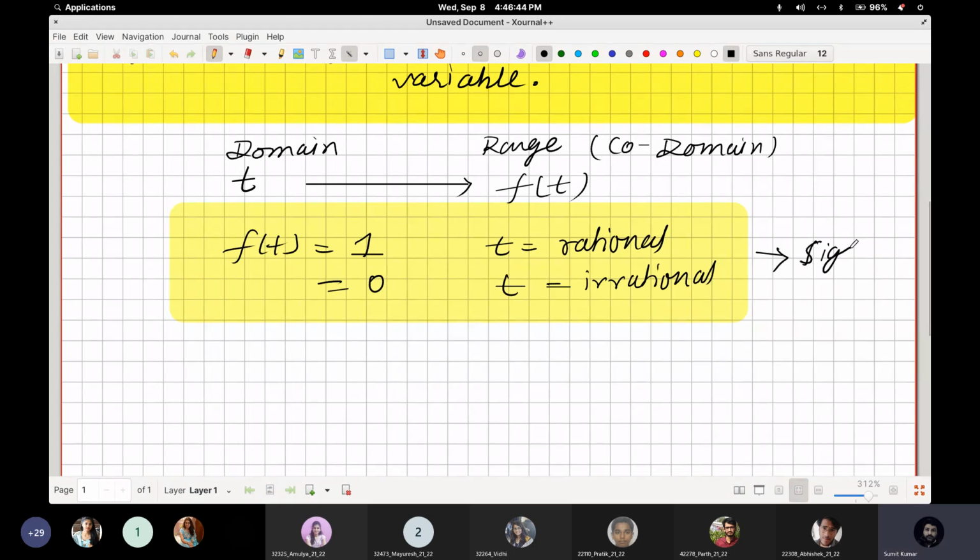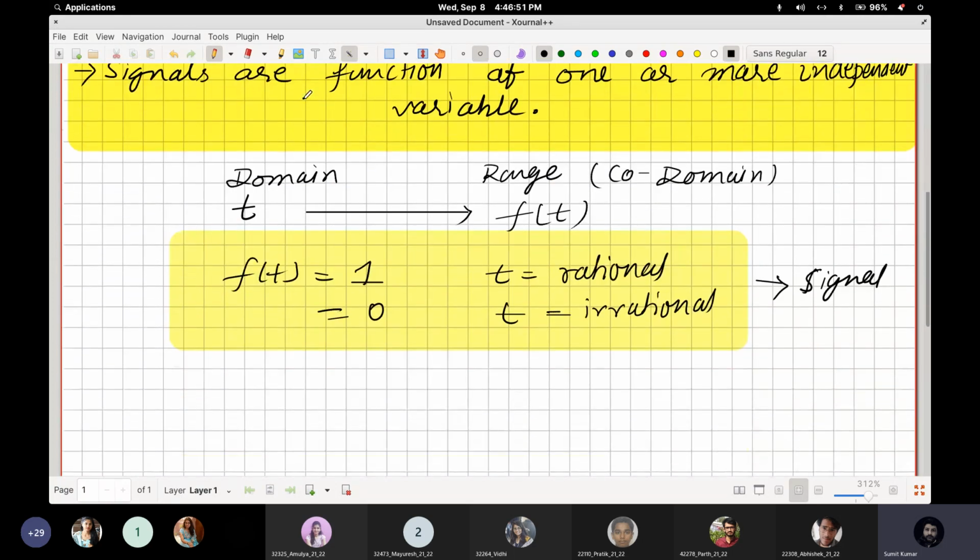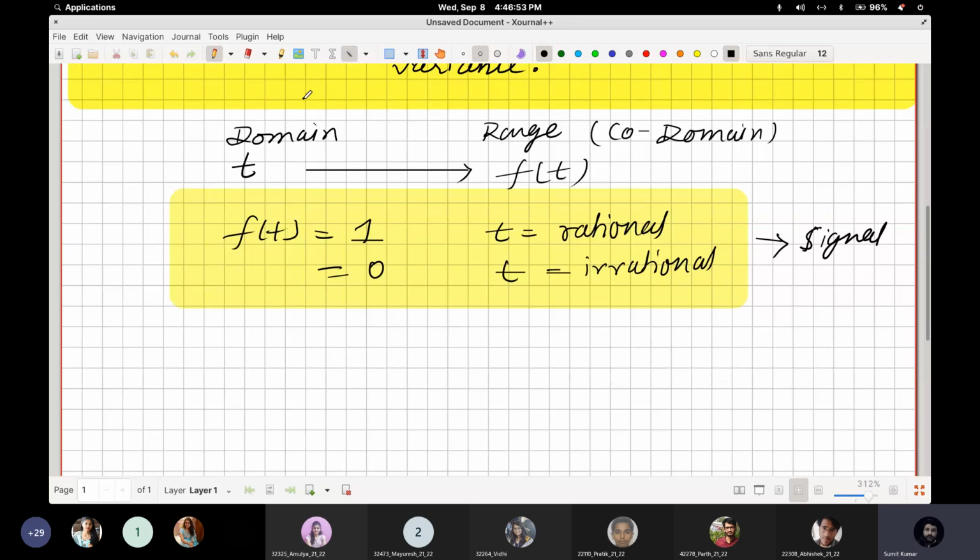Why will I not be calling this function a signal, though I have written that signals are functions of one or more independent variables? Why have I written it like this, that it is not a signal? Because it's kind of a pathological signal.